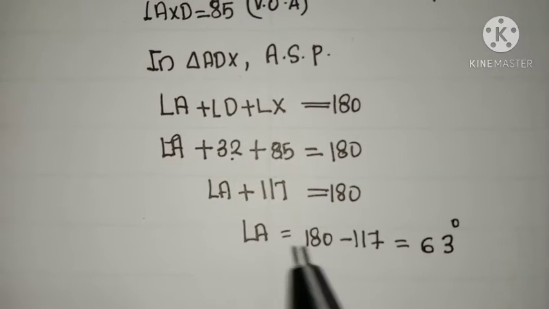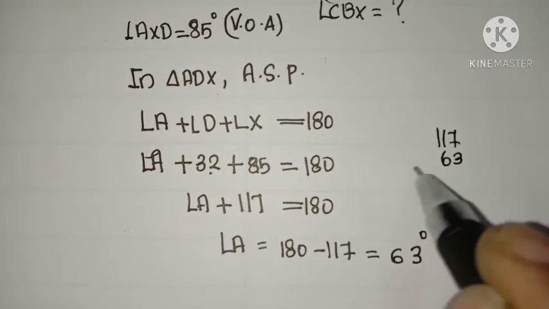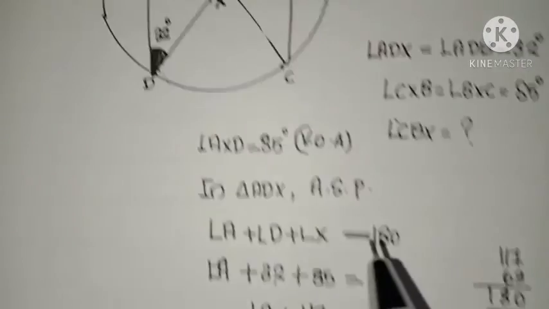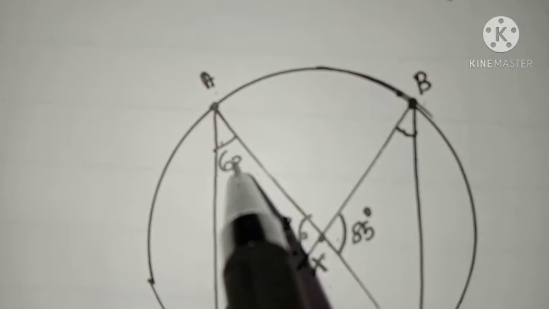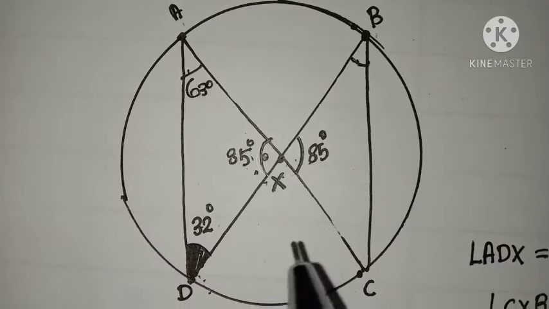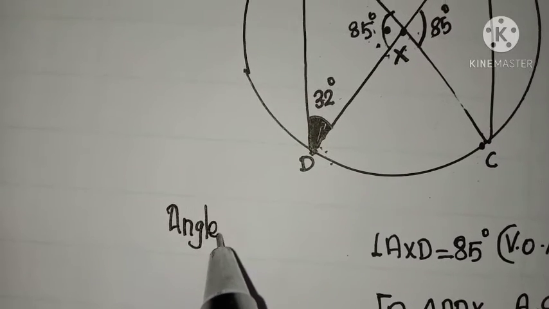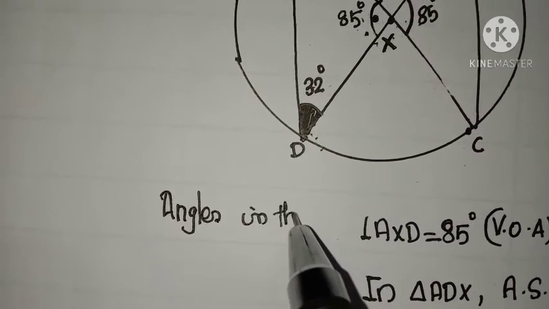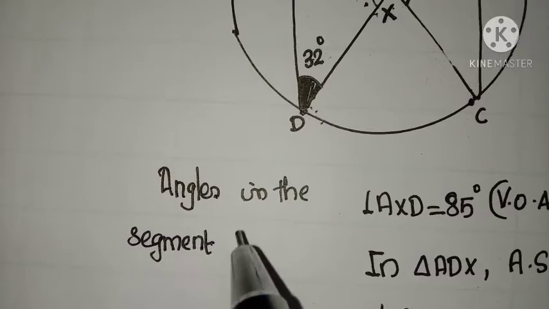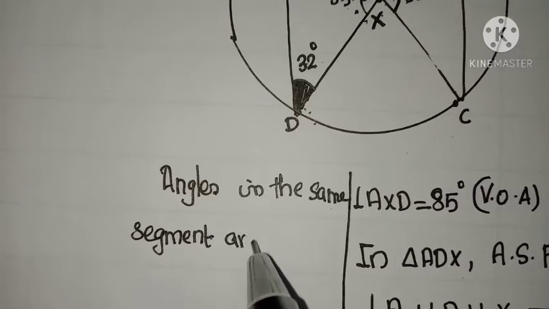Now listen, 117 plus 63, just a minute. Okay, 180. So this angle is equal to 63 degrees. Now again we are going to apply another result. Listen. See, angles in the same segment are equal. Please note down the theorem. This is very important. Angles in the same segment are equal.